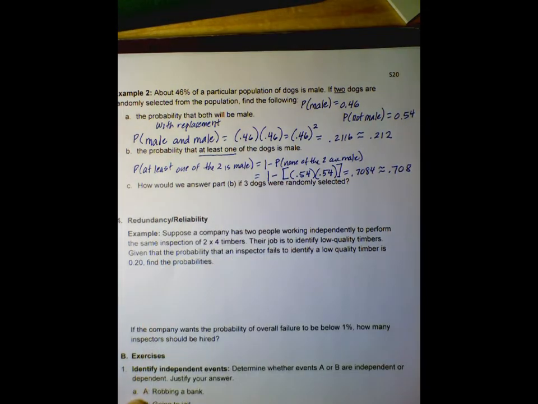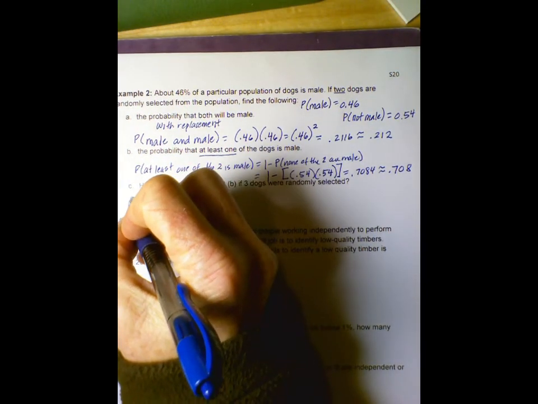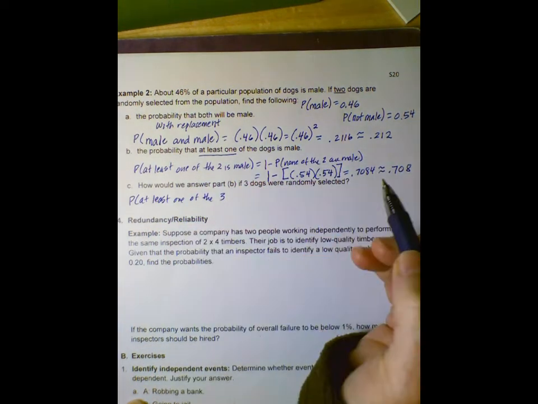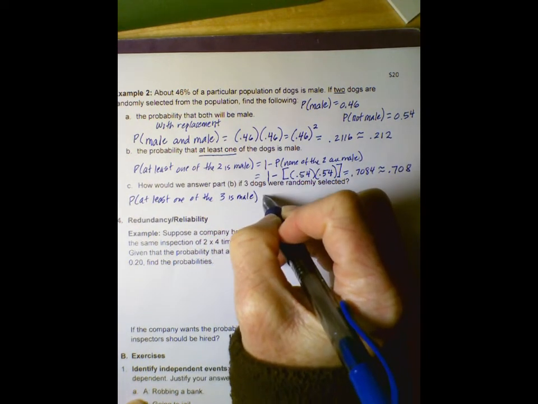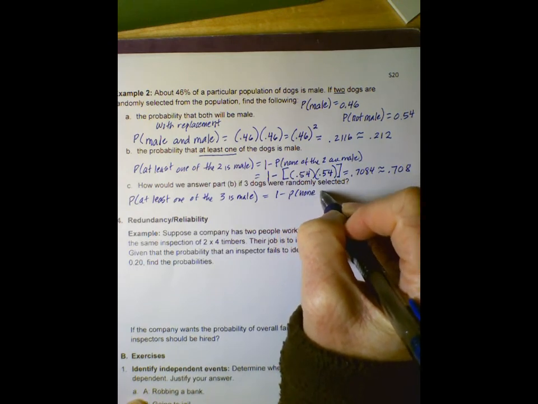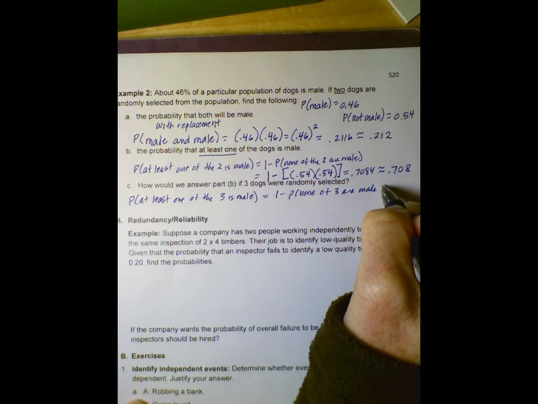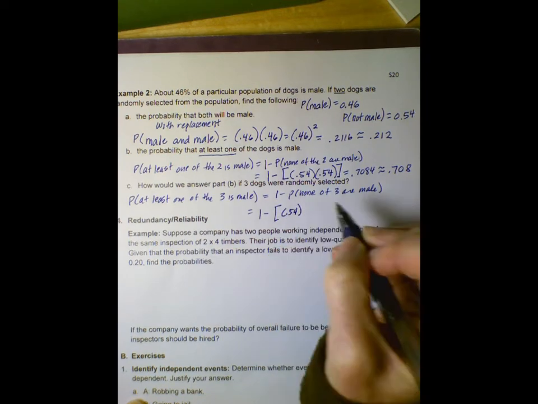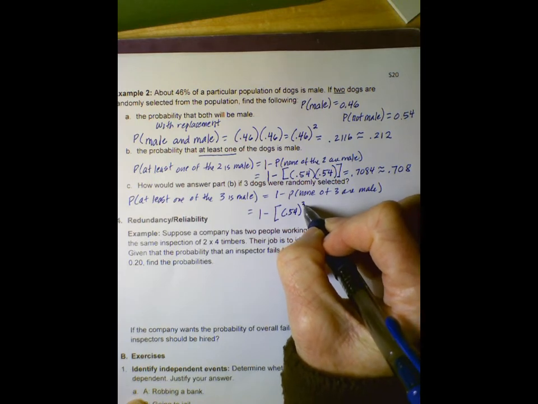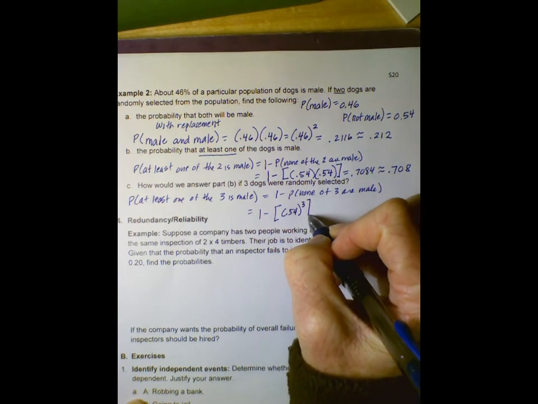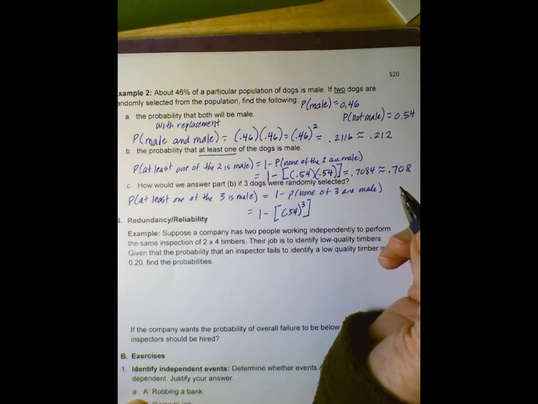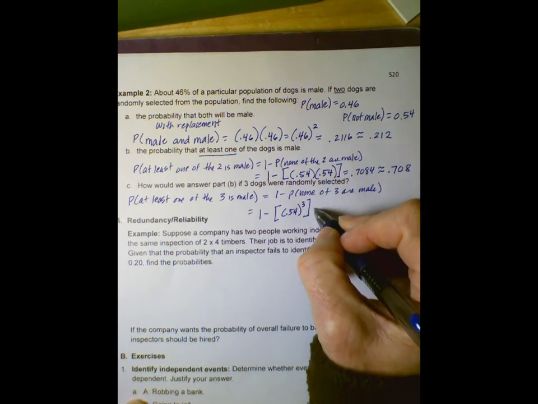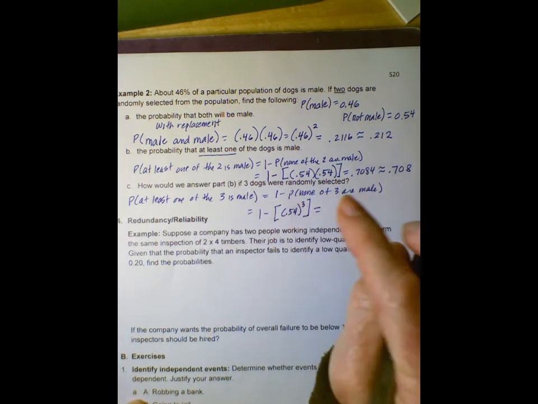How would we answer part B if 3 dogs were randomly selected? So part B, we would say probability at least one of the 3. If 3 dogs are selected, one of the 3 is male. Well, we'd say that's 1 minus the probability that none of the 3 are male. So again, 1 minus, if I need 3 dogs to not be male, the first one and the second and the third, see, here's where it comes in handy. I'm going to write the same number 3 times, multiply 3 times. Why not just raise it to the 3rd power? That's a lot easier than writing it 3 times. And of course, if we select 10 dogs, as I said before, you wouldn't want to write that 10 times. Okay, so 0.54 to the 3rd, then we do 1 minus that.